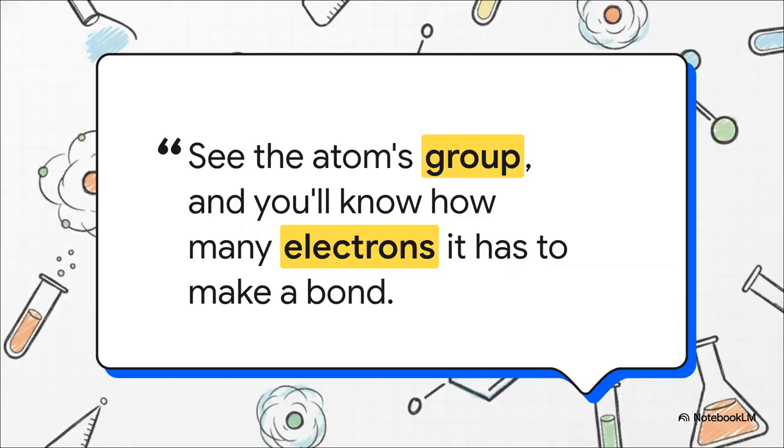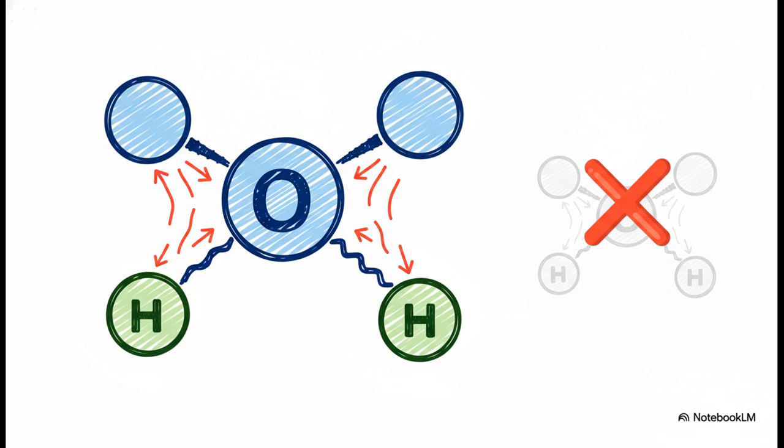This right here, this is the golden rule. It's the one trick you need to know. To figure out how many bonds an atom can make, all you have to do is find it on the periodic table and look at its group number. An element in group 6 can form 6 bonds. An element in group 4, 4 bonds. It's literally that simple.